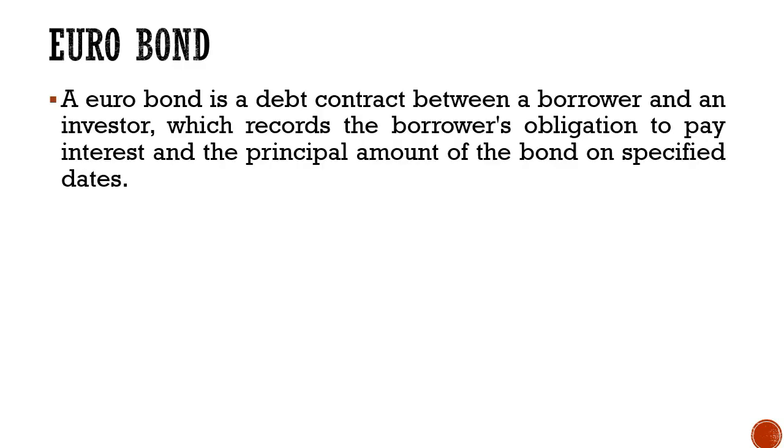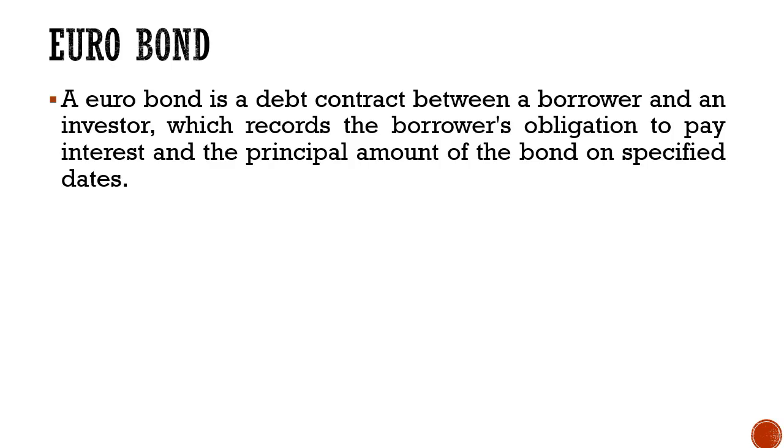Okay, the next type of bonds we have is the euro bond. Now, what is a euro bond? A euro bond is a debt contract between a borrower and an investor, which records the borrower's obligation to pay interest and principal amount of the bond on a specified date. So here, under euro bond, the borrower is obligated to pay the interest along with the principal amount on a specified date.